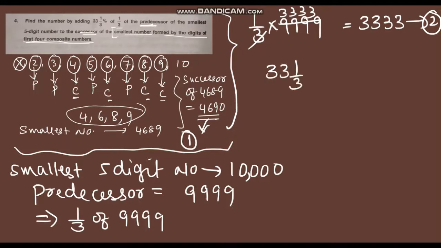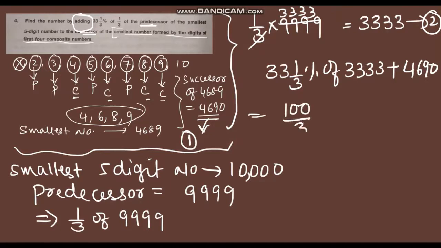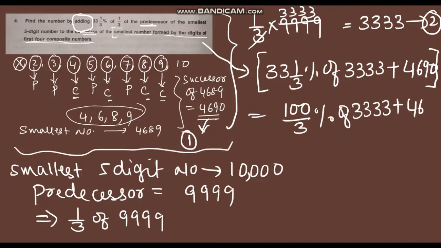33 1 by 3% of 3333 plus, since it is to be added, then this number, the first part, that is 4,690. So here 33 1 by 3% means 100 by 3%. Now this one is the mathematical statement which we got from the question. Now here it will be 100 by 3% of 3,333 plus 4,690. So how will you do this?